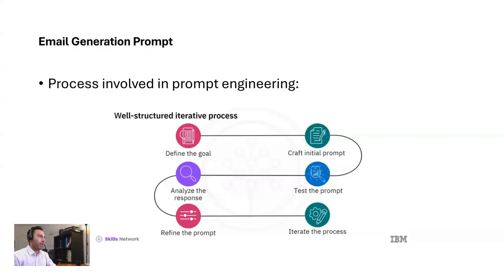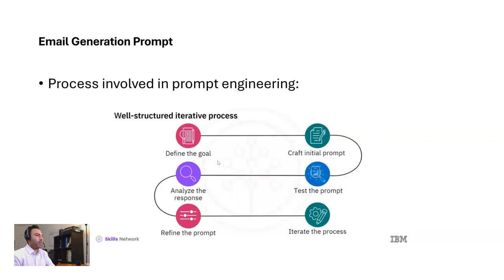The next module is the email generation prompt. Here, as you can see on the screen, is the process involved in prompt engineering, which are the structured steps you need to take in order to make sure that you provide the best prompt for the LLM to get the desired output. It starts with defining the goal, craft the initial prompt, test the prompt, analyze the response, and then refine the prompt, and then iterate the process. These are the prompt engineering steps that I took to come up with the best prompt for this module.